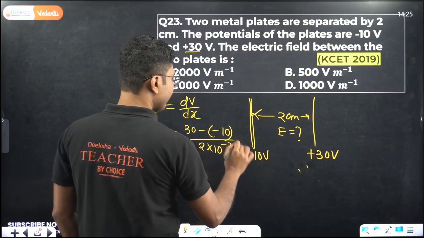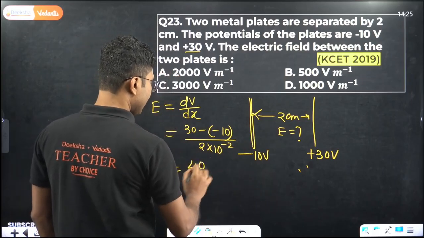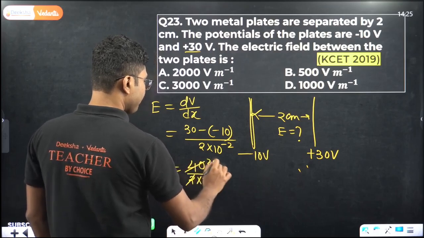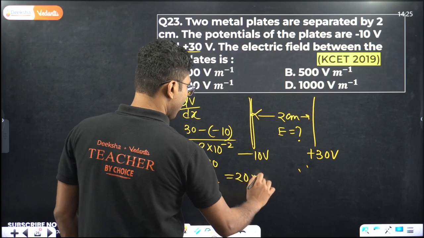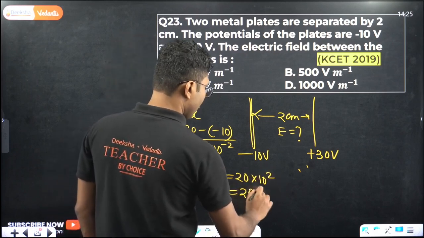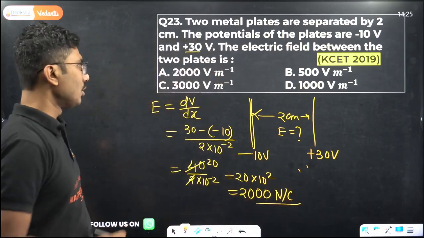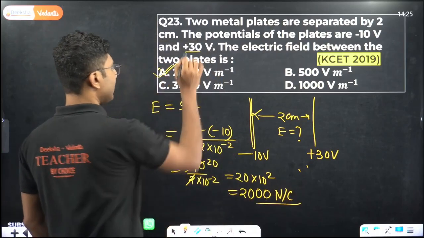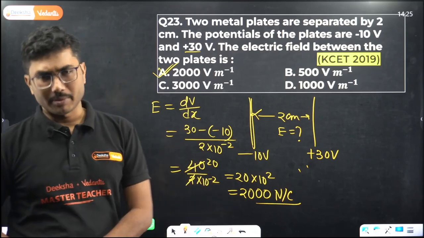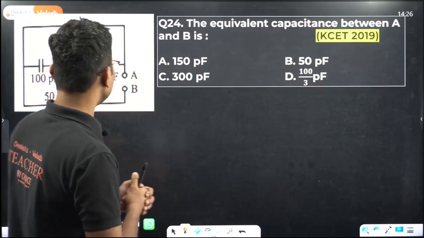Centimeter needs to be converted into meter. So 2 into 10 to the power of minus 2. So this will be 40 by 2 into 10 to the power of minus 2. So it will be 20, or 20 into 10 to the power of 2. So that will be 2000 Newton per coulomb or volt per meter. 2000 volt per meter. Here the unit volt per meter is given, and Newton per coulomb is given. Both are units of electric field, volt per meter and Newton per coulomb.